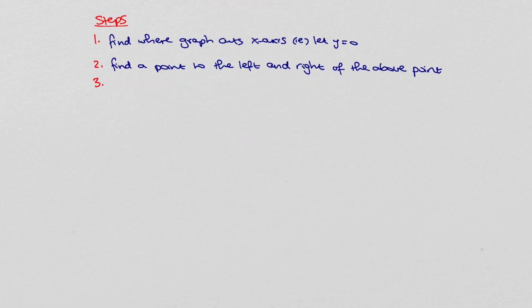So once we've let y equal 0 and we get our point, what we want to do then is choose a point to the left and right of that point. And that's going to give us the characteristic shape. So the graph is basically going to be a V shape. And when we make our table, we'll see why in a minute.